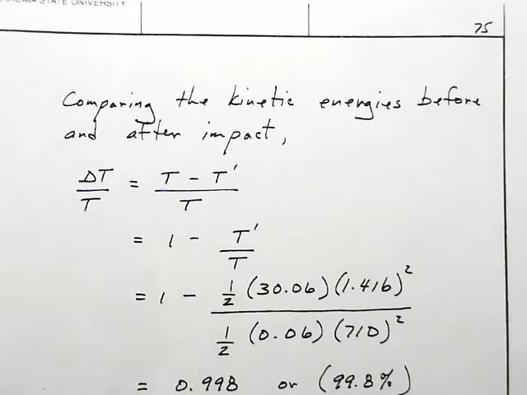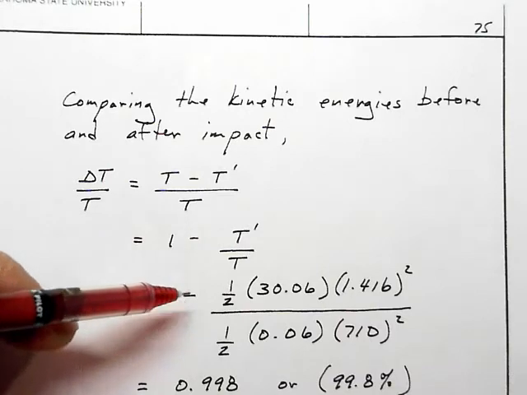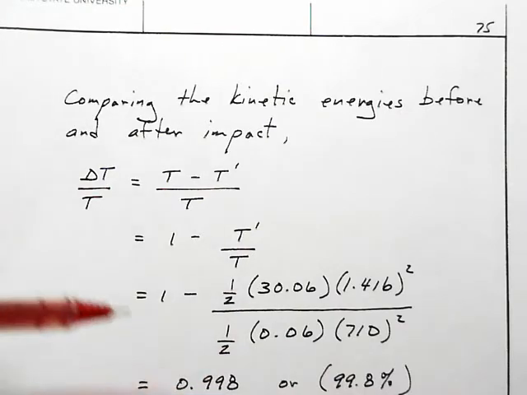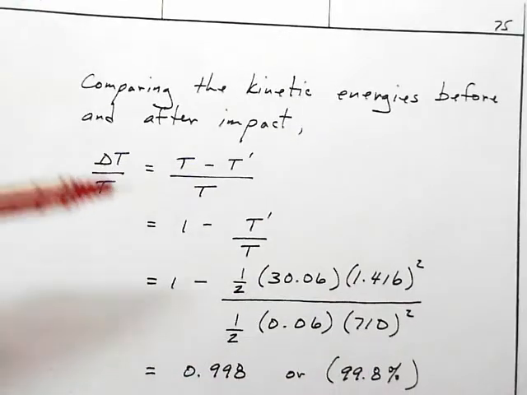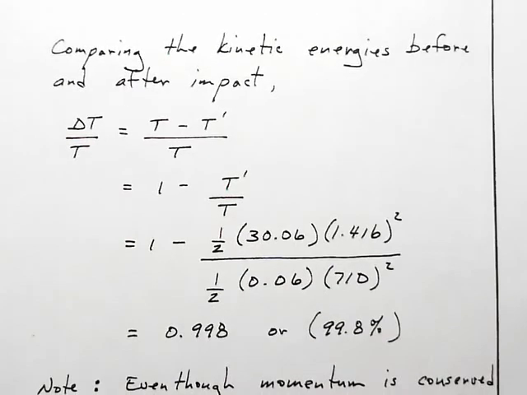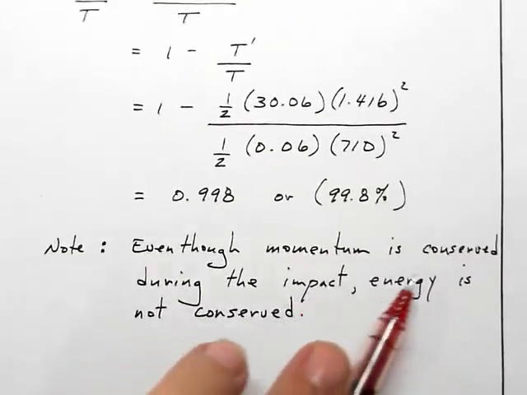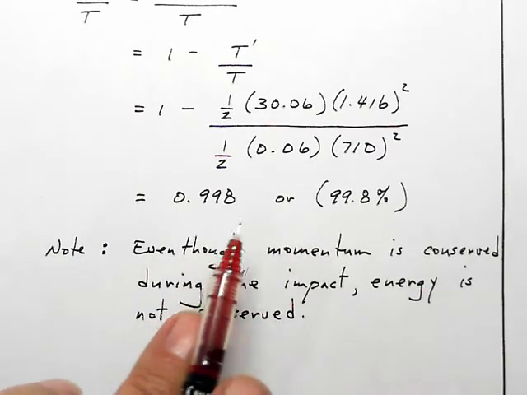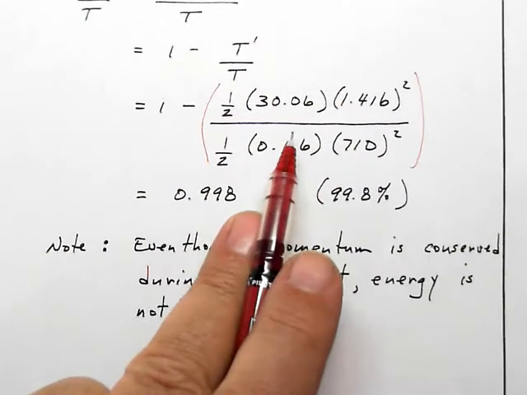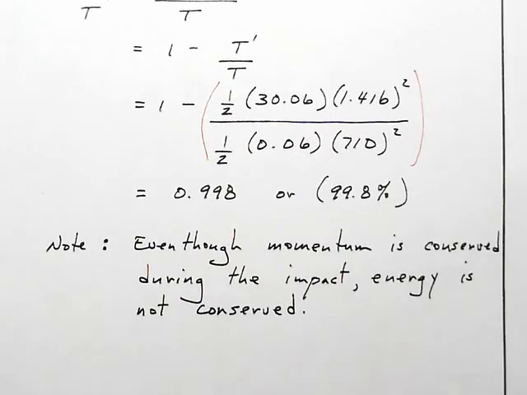It is, by a fairly small amount, because T prime over T is 0.998. We have retained 99.8% of the energy, which means we have lost 0.2% of the energy. And so, even though momentum was conserved during the process, we have in fact lost some energy. What fraction of the energy did we lose? That term right there, which is approximately 0.2%. So energy was not conserved during the impact.